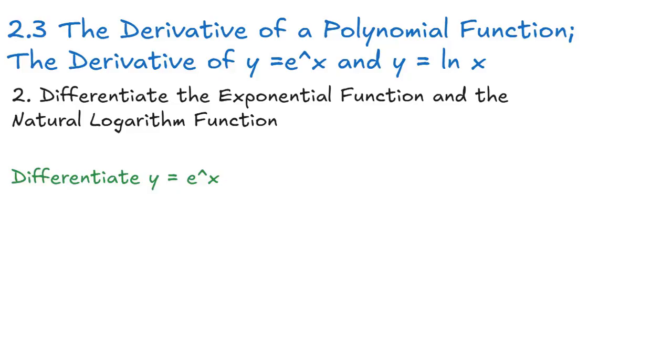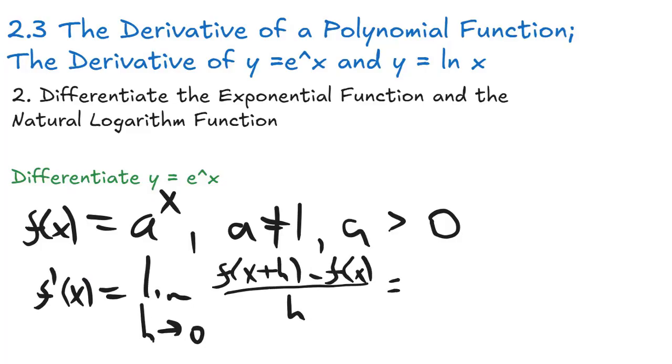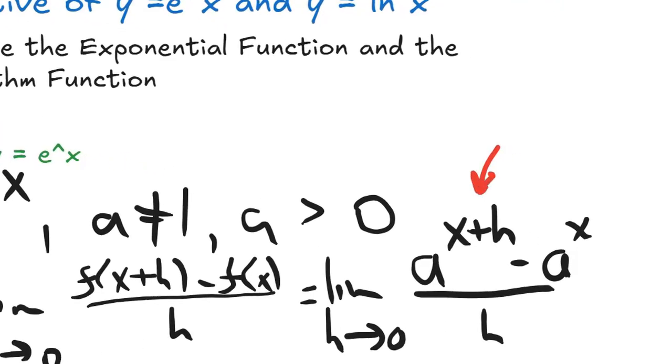So in order to differentiate e to the x, we're going to start with f of x equals a to the x, where a is not equal to 1 and a is greater than 0. This is the general exponential function, and we're going to look at the limit definition of the derivative for this. F prime would be equal to, which if we use the function a to the x would give us, now, there's a property from algebra that says if you're adding an exponent, you can multiply like bases. So we're going to rewrite that as a to the x times a to the h.